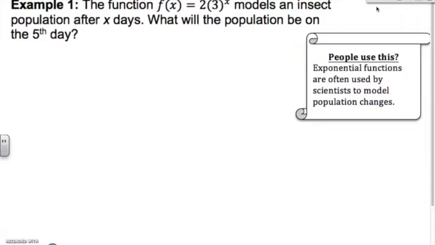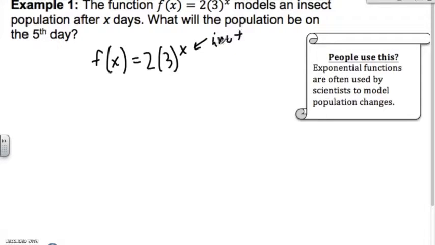Alright, so let's look at example 1. The function f of x is equal to 2 times 3 raised to the x models an insect population after x days. We want to know what will the population be on the 5th day. If we break this down like we had before, x is still going to be our input. Now notice that instead of y we are given f of x. This is function notation, but this is still going to be our output.